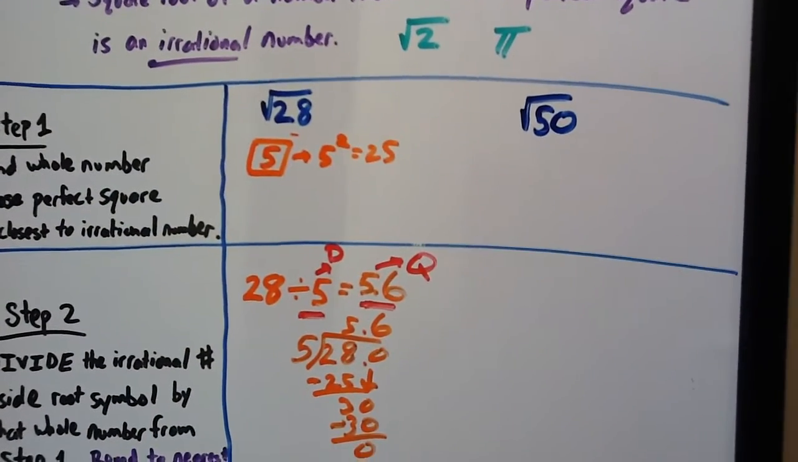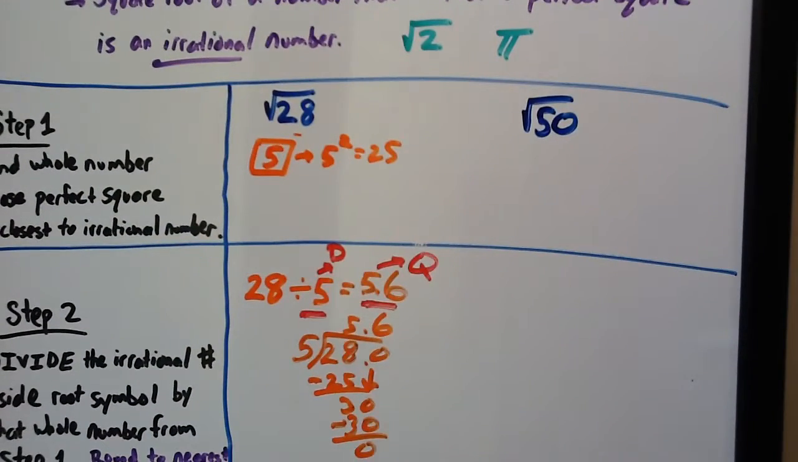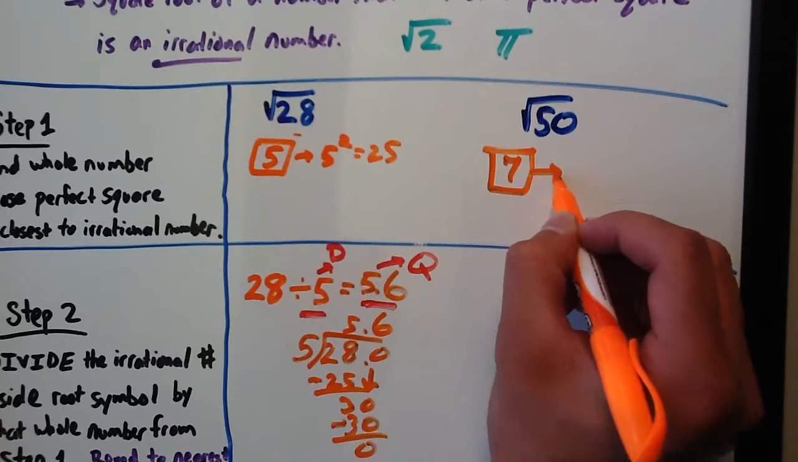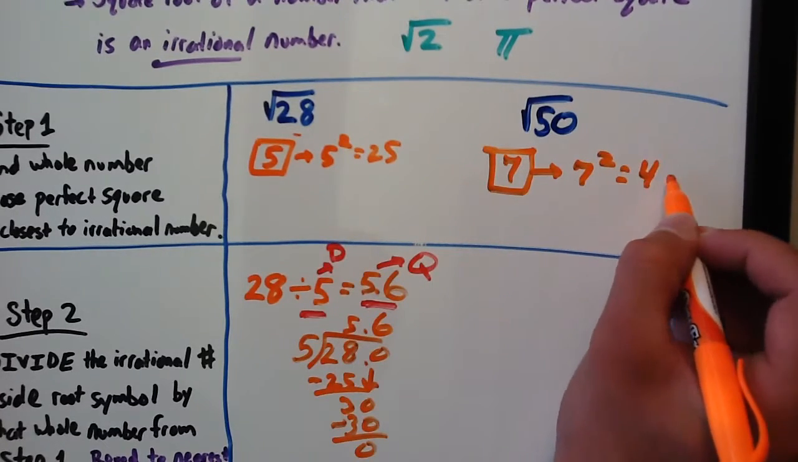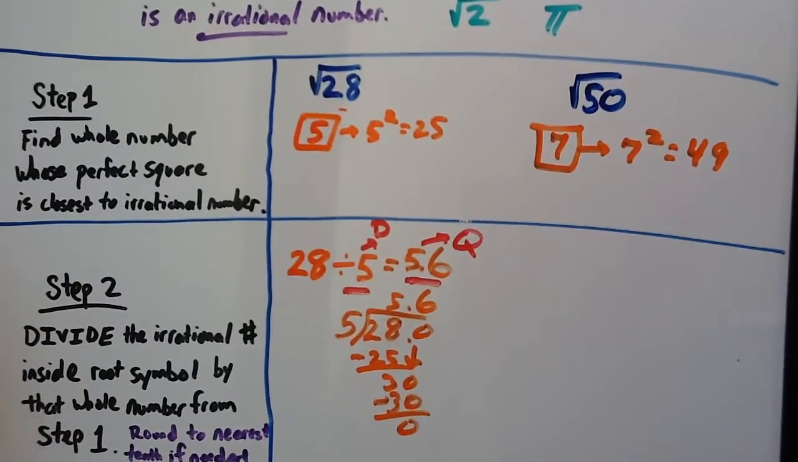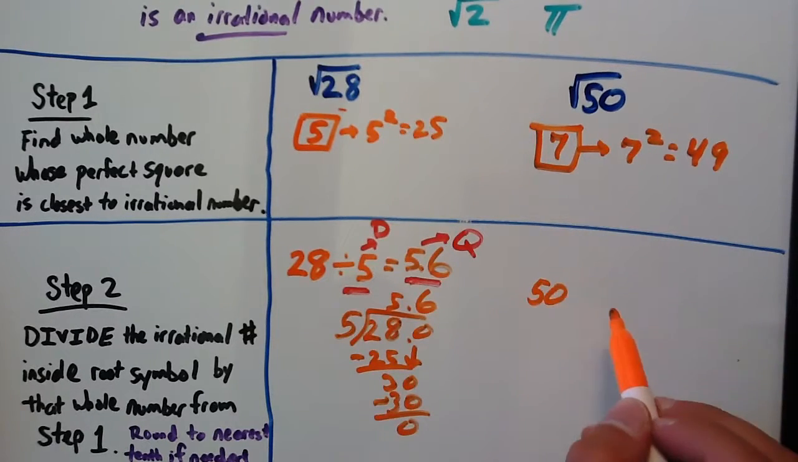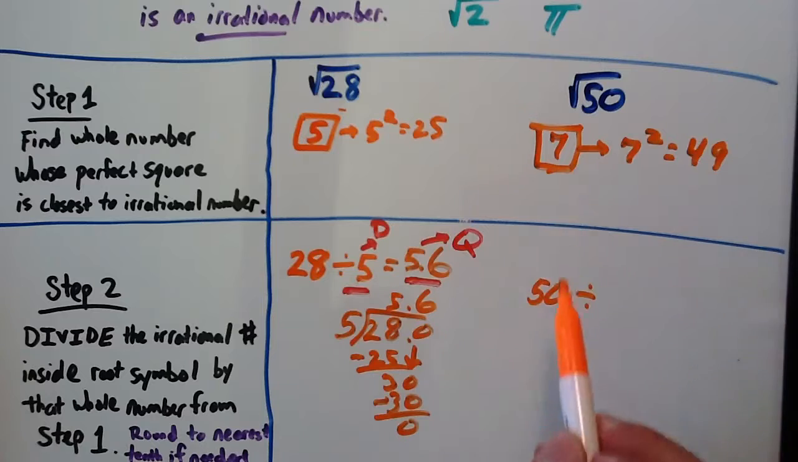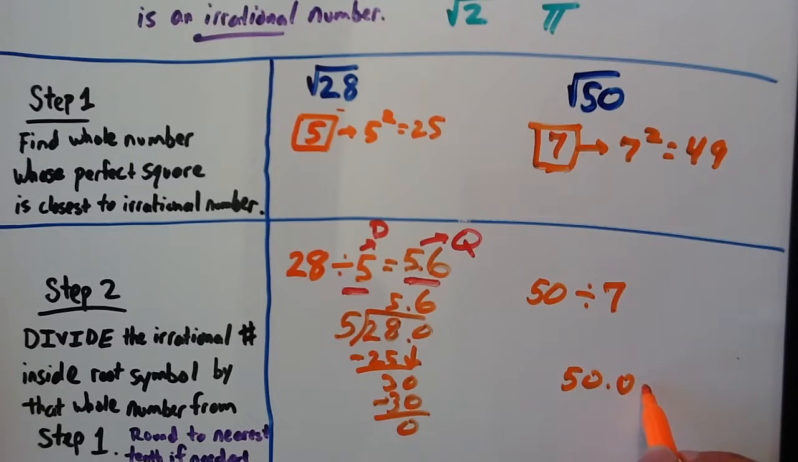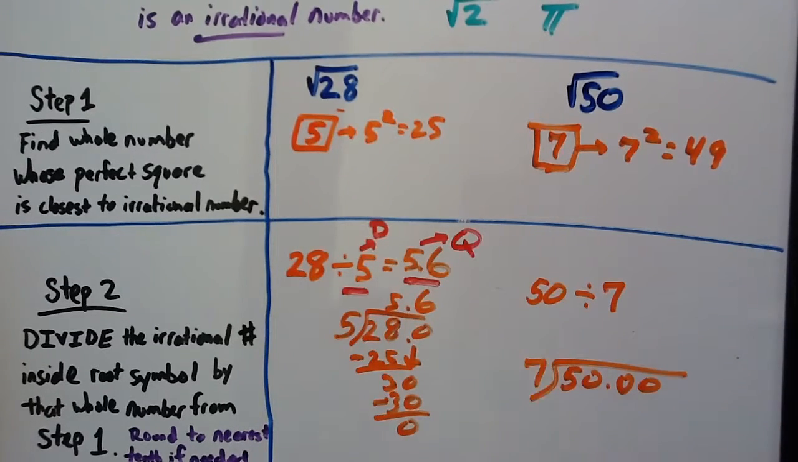Okay, one more example. We're going to approximate the square root of 50. So first step, what whole number whose perfect square is closest to this irrational number? Well, you should think 7, right? Because if you take 7 squared, you get 49, which is only 1 away from 50. Step 2, divide the number inside the radical by that whole number from step 1, which was 7. So we have 50 divided by 7. 50, I'll add placeholder 0.